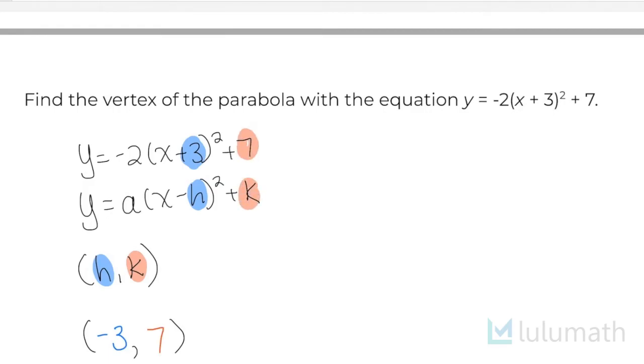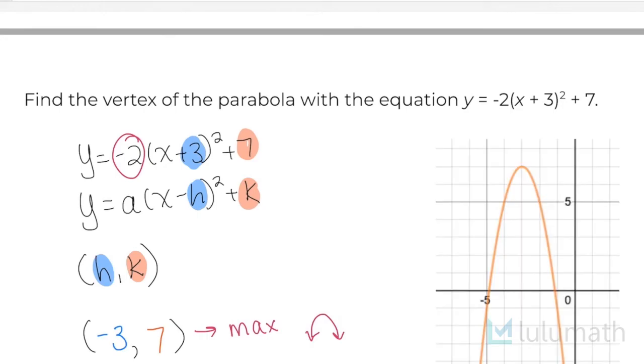Something else that's really important here is that we know that this one is going to be a maximum because the a value is negative, which tells us that the graph will open down. Let's take a look at our graph and confirm. So if you see here, our vertex is a maximum and it is at negative 1, negative 2, negative 3, all the way up to 1, 2, 3, 4, 5, 6, 7. So my vertex is negative 3, 7.